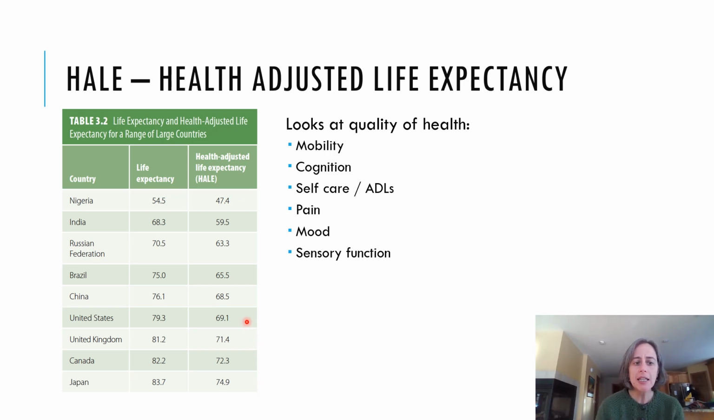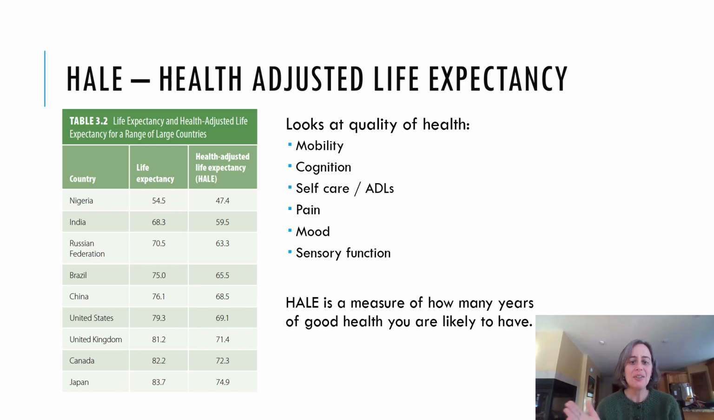And so in the United States, we can anticipate on average, most people will have a very healthy, active life for about 69 years on average, right? Some people higher than that, some people lower than that. So, maybe factor that into your retirement planning. All right, so it's how many years of good health you are likely to have.